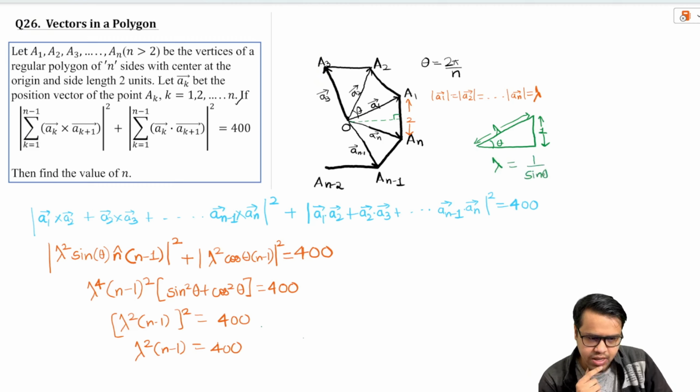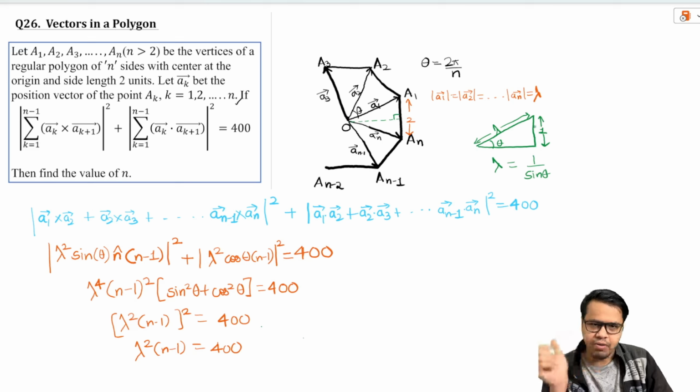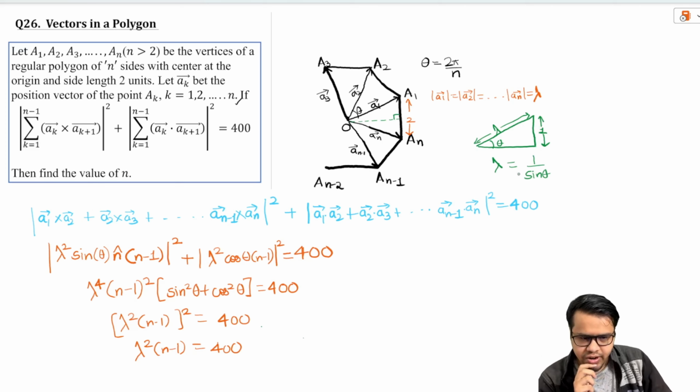I hope you can visualize this. Lambda should be equal to 1 by sine theta, because sine theta is equal to 1 by lambda, perpendicular by hypotenuse. So instead of lambda, we can rewrite this as 1 by sine theta. So this becomes (n minus 1) by sine square theta, and the right side should be the square root of 400, which is 20.